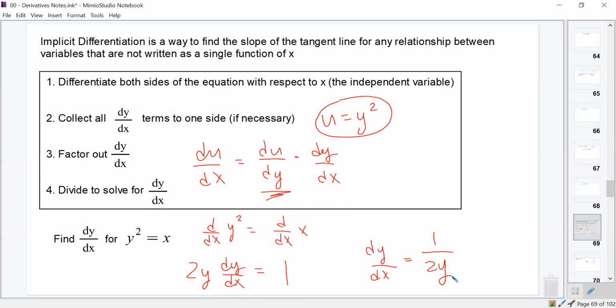And it's perfectly acceptable for us to leave this derivative in terms of y, since our original equation had both x's and y's in it. It wasn't just y written as a function of x. And so this tells us that for this particular equation, we can find the slope of the tangent line as long as we know any given y value for this. So we'll do a few more of these.